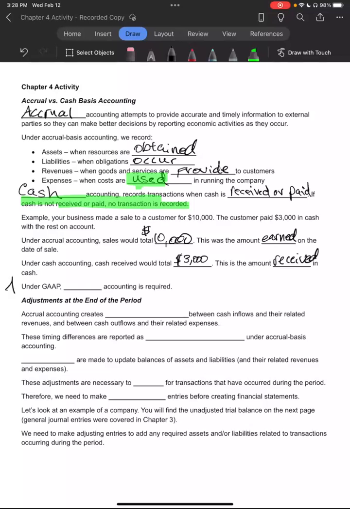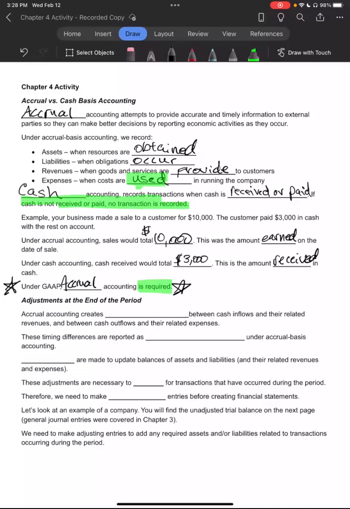And then under GAAP, those generally accepted accounting principles, accrual is required. You don't have an option. If you are filing with the SEC, that's where those 10Ks that we look at on our homework comes from, then you are required to use accrual basis accounting. You cannot turn your financials in using cash basis accounting.